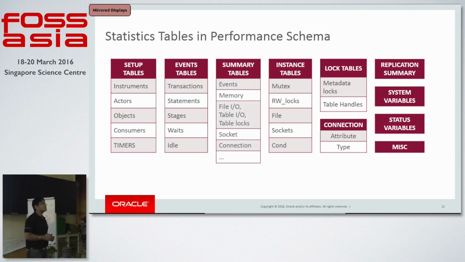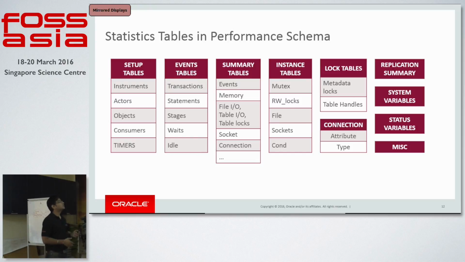And the best thing is this category, summary tables. We have a lot of threads, a lot of statements executed on the server or being executed on the server. In these tables, we summarize all those activities and aggregate the statistics and put them here. We have summary tables for events. Events are transactions, statements, waits, idle. We have a summary table for memory allocation: which thread is using how much memory, which user is taking how much memory of the MySQL server, all that information.